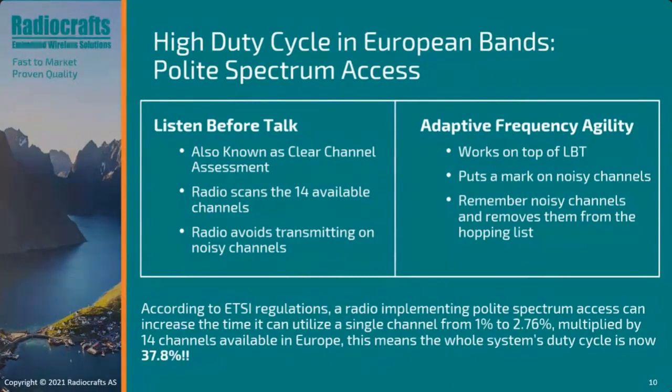Listen before talk works just as its name implies. The radio scans the 14 available channels in Europe before transmitting on any of them. If a channel is found to be noisy, the radio waits and doesn't transmit on it. This hugely increases the radio's resilience to noise, which directly reflects on the packet error rate, which just boosts the network performance. On the other hand, we have adaptive frequency agility, which works on top of listen before talk by marking the channels which are often found to be noisy. Then it drops those channels from the hopping list, which ensures that the radio only uses the channels with the least noise.